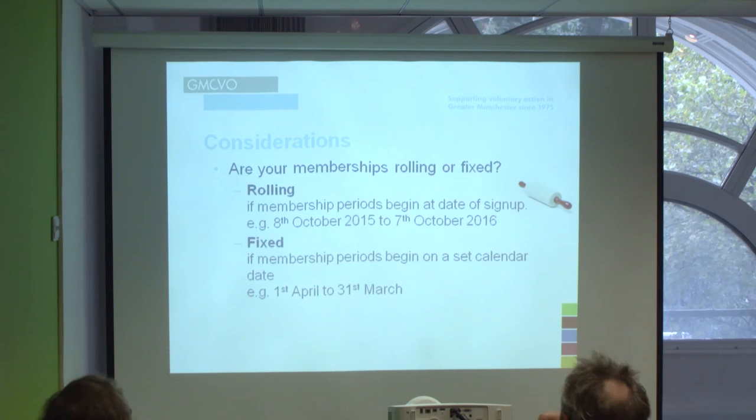So whatever day you sign up on, that's a rolling membership, and that's when it starts, and it'll end the day before in the year after. Everyone with me? It is complicated, and sometimes you have to remind yourself, okay, that's a rolling pin. Fixed is when membership periods begin on a set calendar date. So this is an example where it begins on the 1st of April and it finishes on the 31st of March the following year. People are aware of that kind of membership as well? That's called fixed.